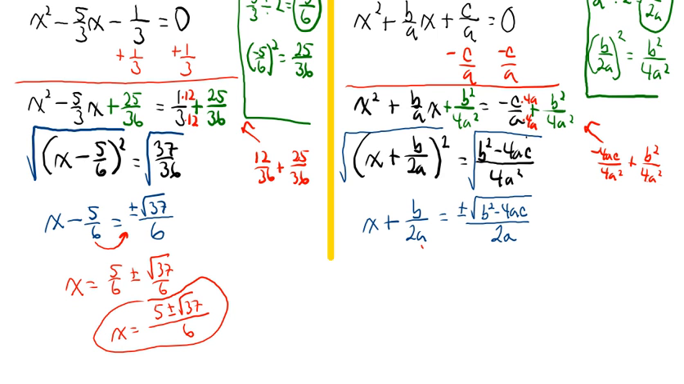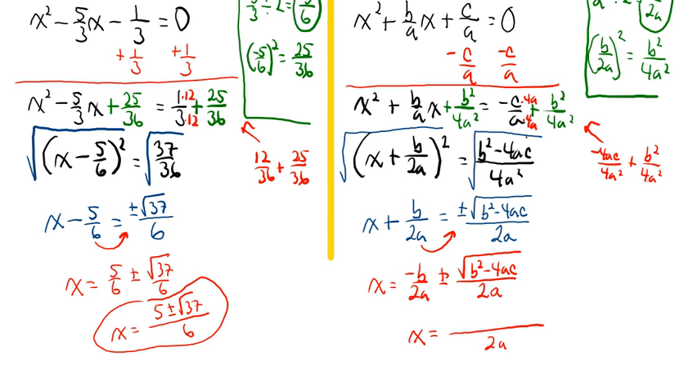I'm going to bring this over and make it negative. Negative b over 2a plus or minus the square root of b squared minus 4ac over 2a. Whoop. My pen is doing weird things. And because I have a common denominator, I can combine those into one fraction. 2a on the bottom, negative b, plus or minus the square root of b squared minus 4ac.